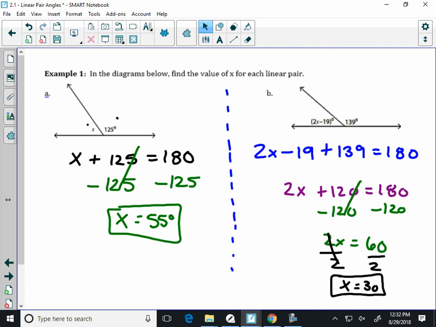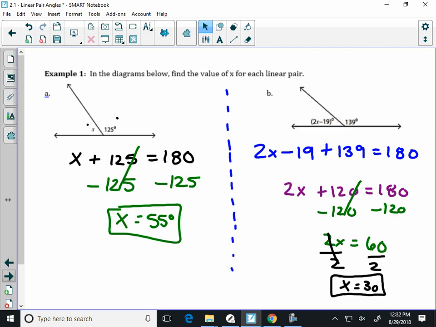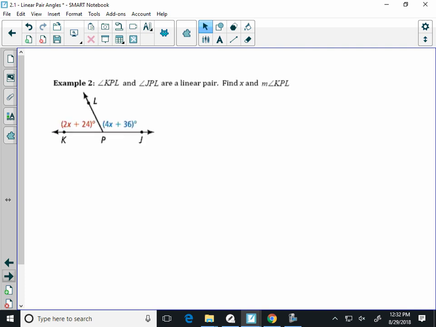Questions over this? Okay, whenever you're given a linear pair, whether by looking at the diagram or being told you have a linear pair, the angles always add to 180. If this part confused you, don't worry about it right now. Just know I have a linear pair, I'm going to add them to 180. If you get that down, you're good for right now.